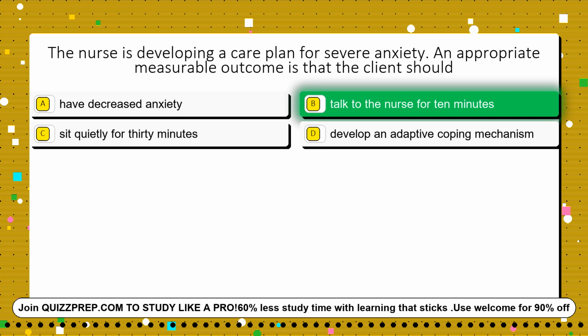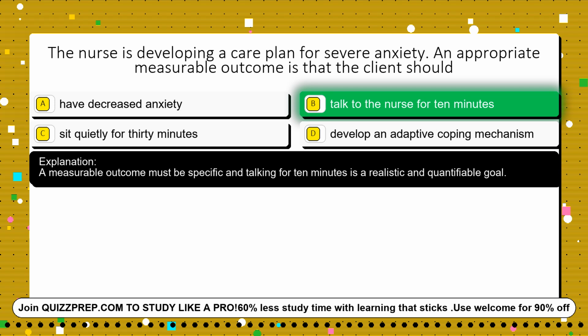The correct answer is option B, talk to the nurse for 10 minutes. A measurable outcome must be specific, and talking for 10 minutes is a realistic and quantifiable goal.